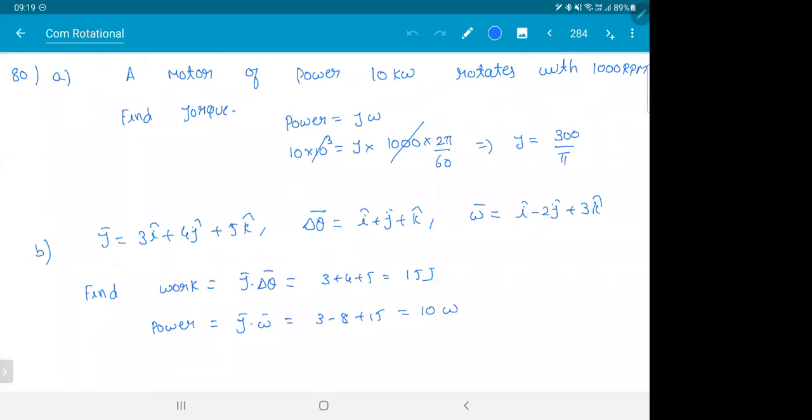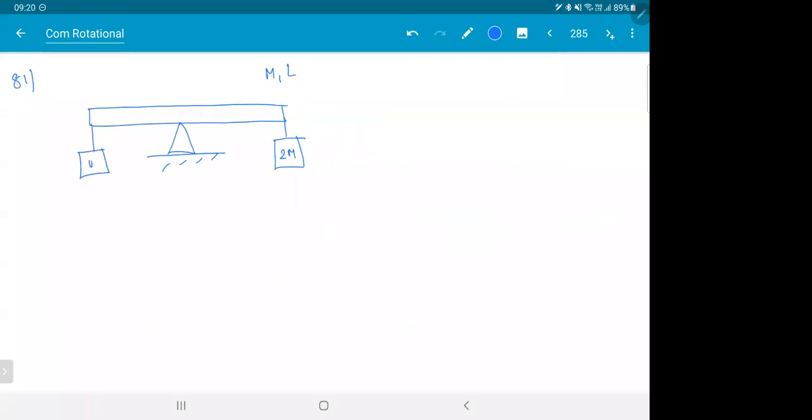Let's start off with the problem. We have a rod of mass m, length L, hinged at the center. Something like this came in the exam. Find alpha of the rod at this instant.